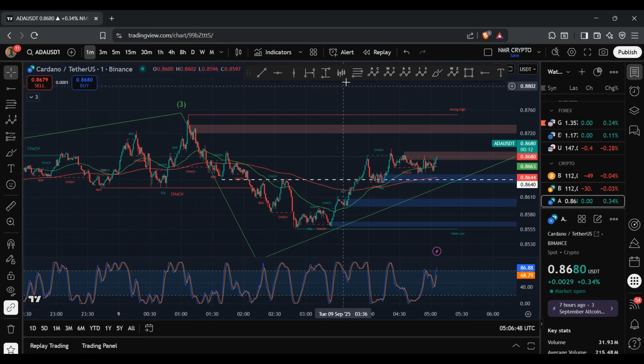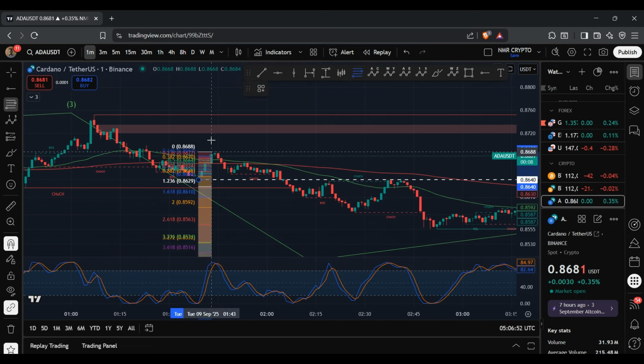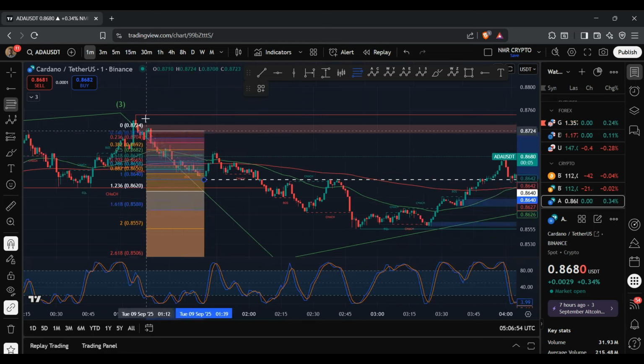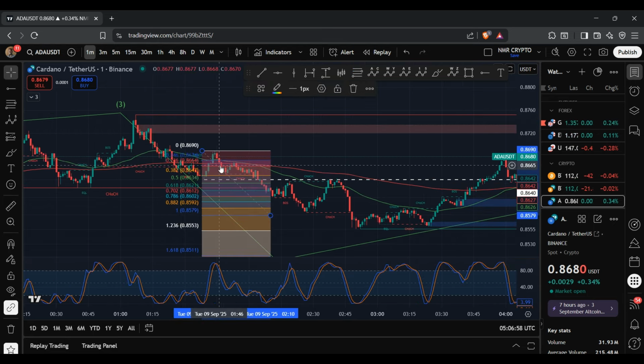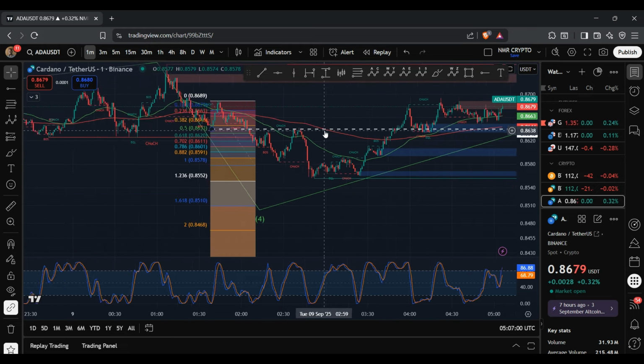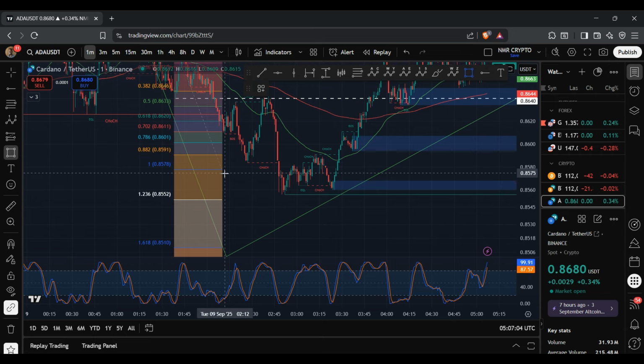So just to confirm, if I bring in the fib tool and bring this to 86.89 cents, and yeah, you can see that we ended up tapping into the typical range for the Y wave, which is anywhere between 1 to 1.236.